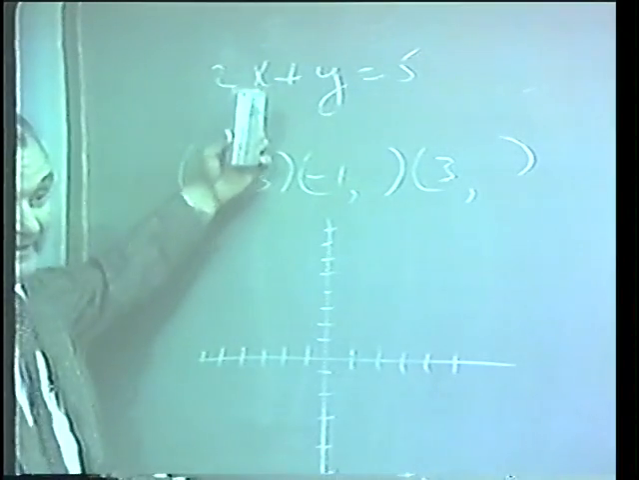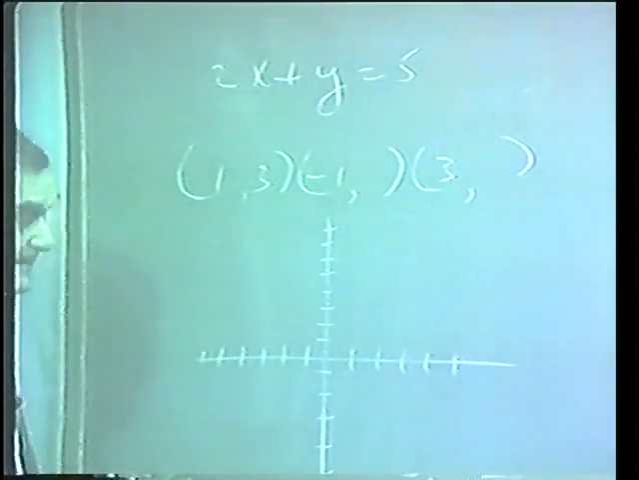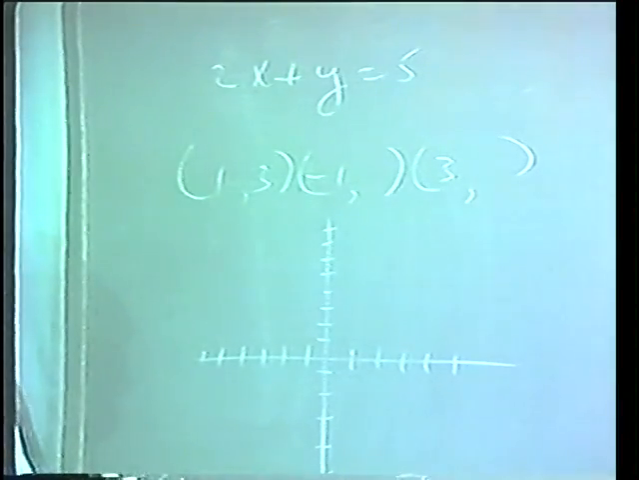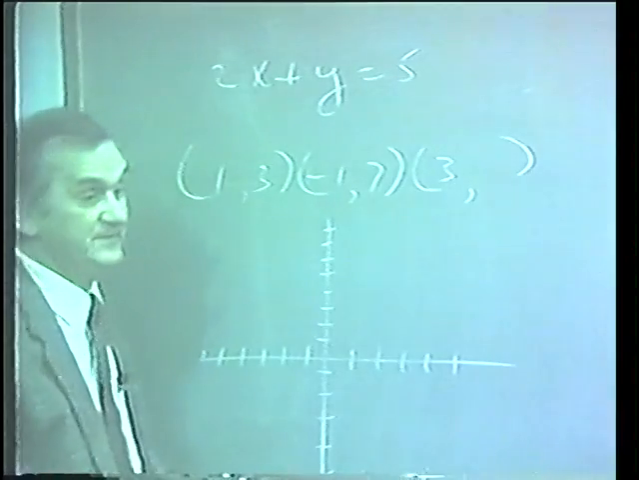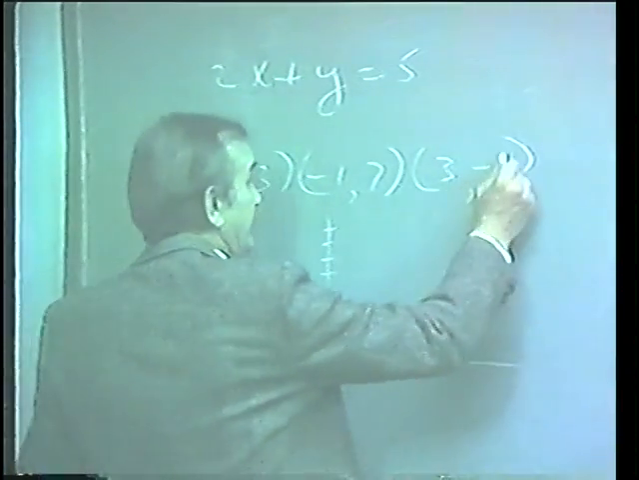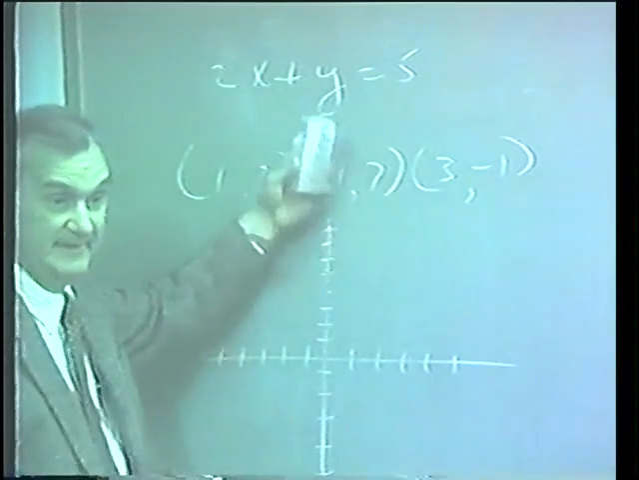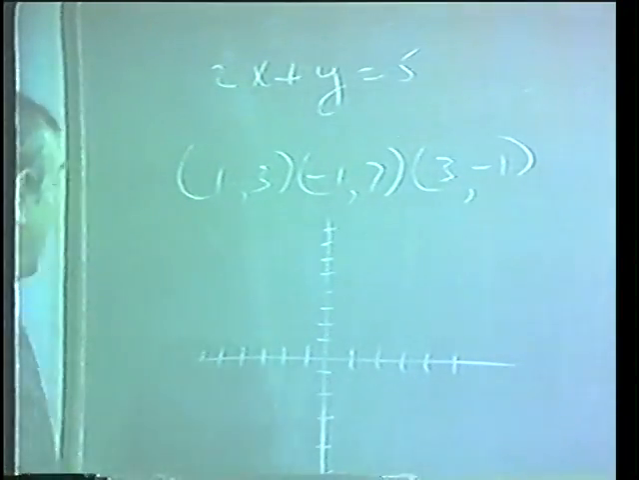You plug 1 in for x. 2 times 1 is 2, plus y equals 5, y equals 3. If x is -1, Tony, y is 7. And if x is 3, y is -1. Now the way he got these is he just plugged in whatever value he assigned for x, and determined what y was.